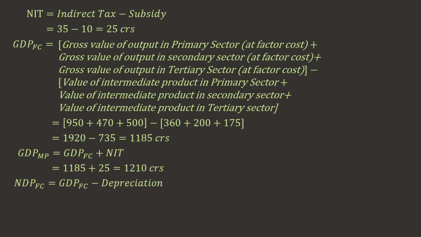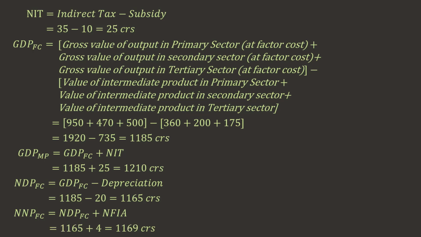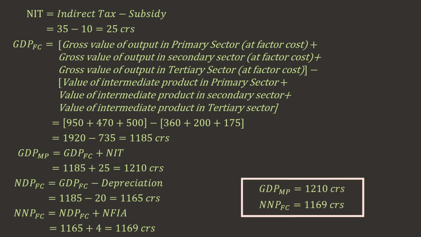NDP at factor cost equals GDP at factor cost minus depreciation. 1185 minus 20, 1165 crores. NNP at factor cost equals NDP at factor cost plus net factor income from abroad. 1165 plus 4, 1169 crores. Show the answers inside a box.